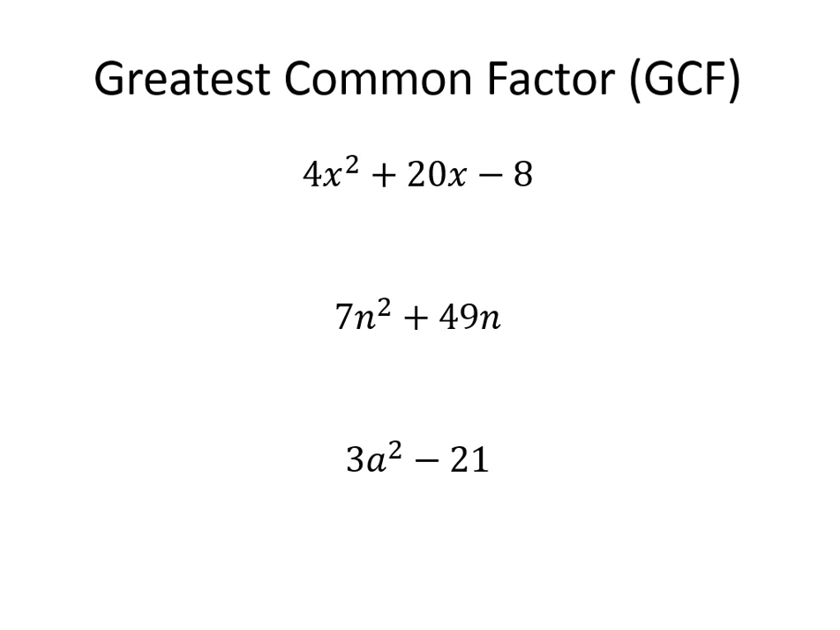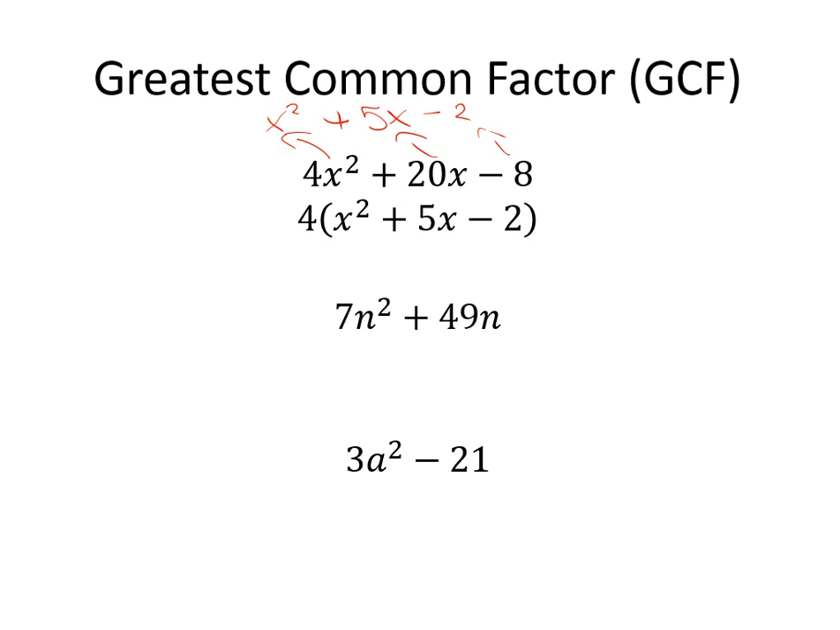So if we take a 4 out of the first one, we're left with just x squared. When we take a 4 out of 20x, we're left with 5x. And when we take a 4 out of 8, we get a 2. Basically we're dividing each of these by 4. Okay? And this is how we would write it: 4 parenthesis x squared plus 5x minus 2.